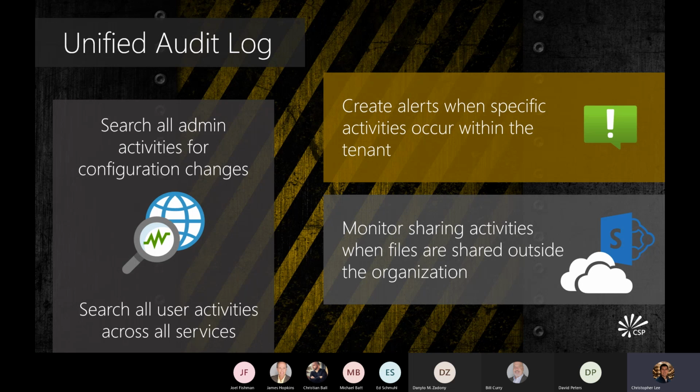But things like Yammer, surprisingly, activity in Yammer can take up to 24 hours to show up in the audit log. But Power Platform and Azure AD events are stated to take up to 24 hours, but we often see Azure AD events much quicker than 24 hours.